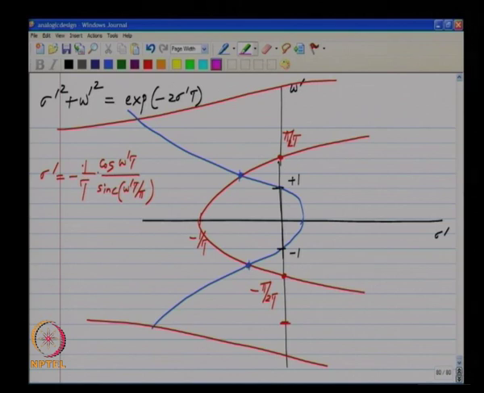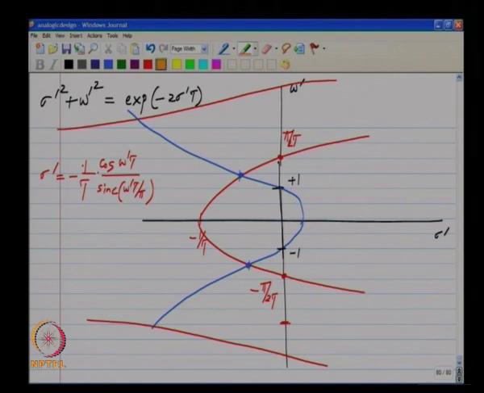So, you observe that for a smaller value of tau, this point minus 1 by tau will be further to the left and this point pi by 2 tau will be further up on the y axis and further down on the y axis here. So, that means that the points of intersection will be further negative. Conversely, for a large value of tau, this end of this cup moves inwards, it moves to the right, and also these points of intersection move in, okay, they move closer to the origin.